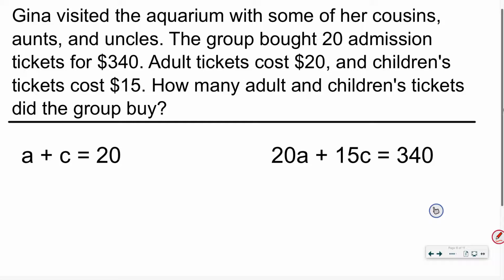Because you have the A plus C is 20, and then you have the 20A plus 15C. It's just easier to be able to multiply or divide the equations by whatever you want. Okay. Yeah, the layout of the equation might make sense, right? You have A plus C equals 20, and then you have 20A plus 15C equals 340.